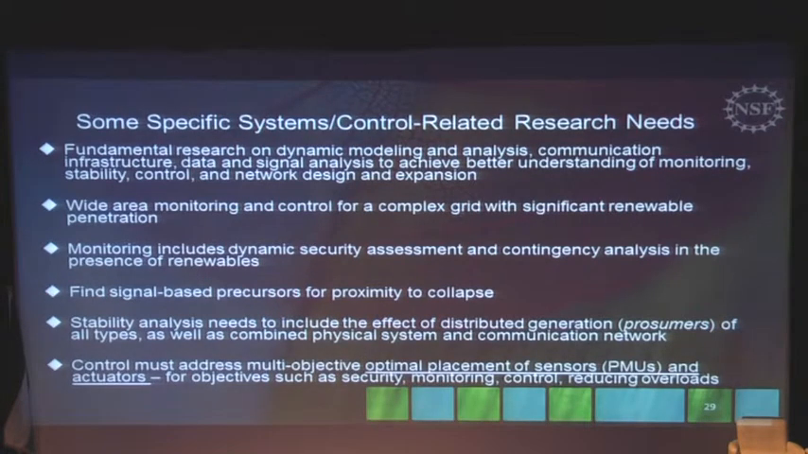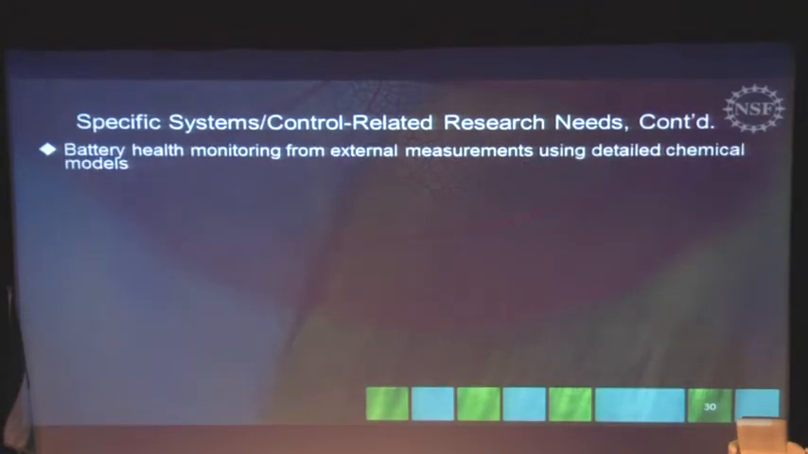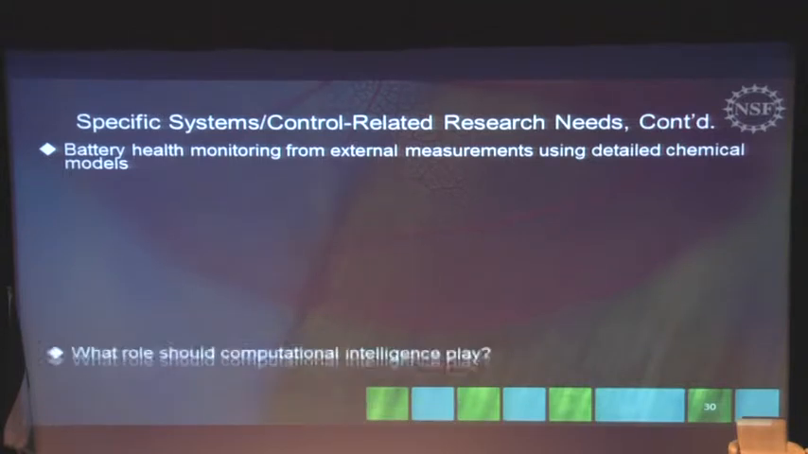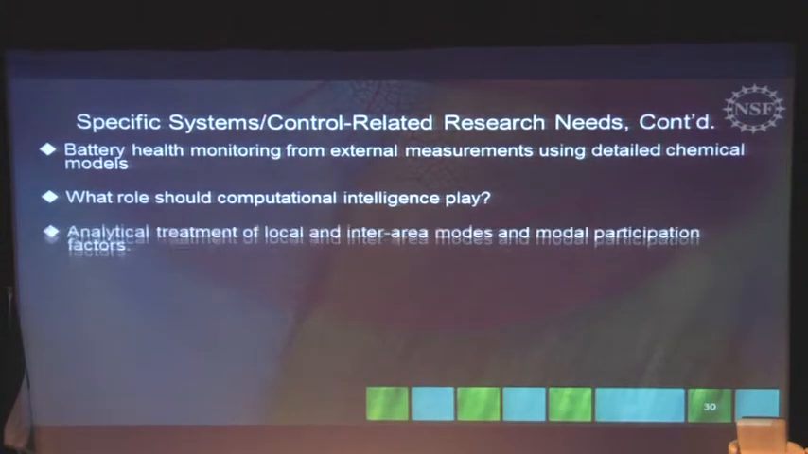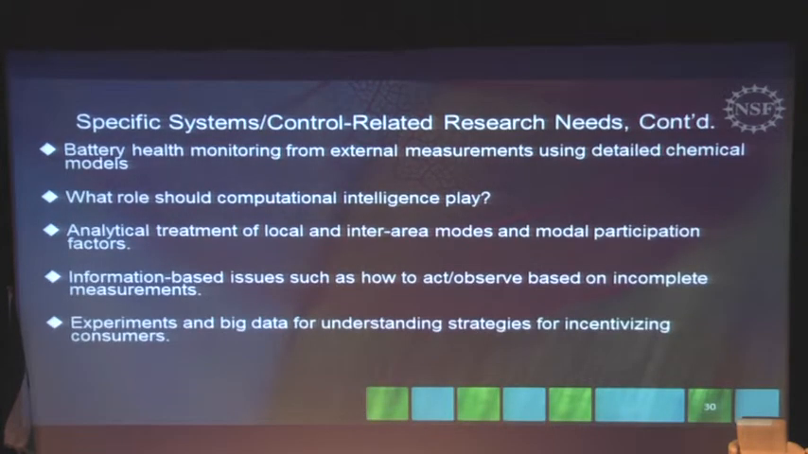Optimal placement of sensors and actuators, like I mentioned before. But you know, there's a trade-off between what you're trying to achieve. If you're trying to achieve stability, that's one thing, but you also need to achieve a reliable and economically viable system. Also, there's the topic of battery health monitoring from external measurements using detailed chemical models. How do you make sure that the battery stack is healthy? Like I mentioned, all the modes of a power system.